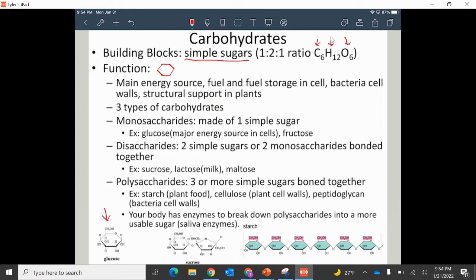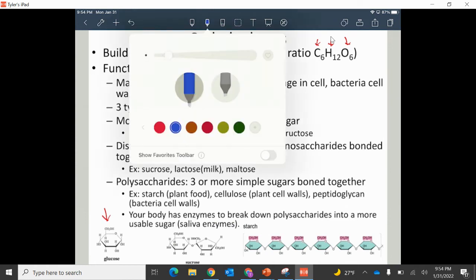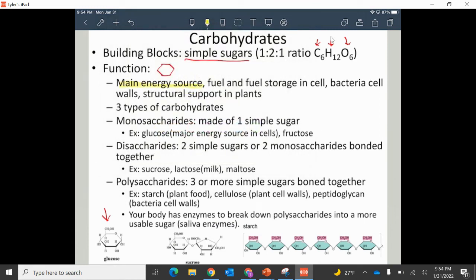Really, the job of carbohydrates in our cells is fuel. They are what we use for energy, but they're also for bacterial structural support. When we start talking about bacteria, we'll see that carbohydrates are important for bacterial cells to build their cell wall out of. It's made out of this stuff called peptidoglycan. We'll talk about it down here. When you think carbohydrates, I want you thinking fuel and structure.